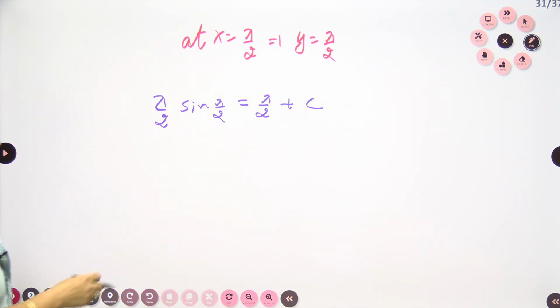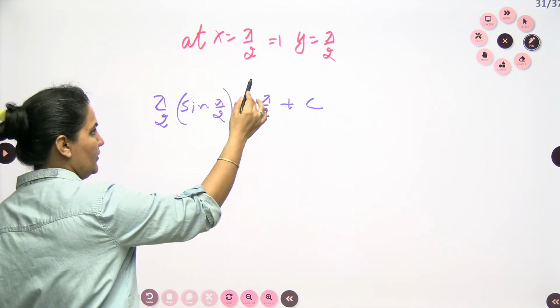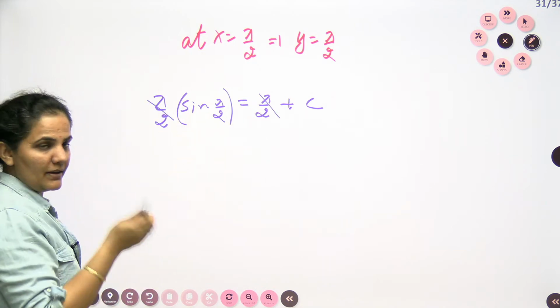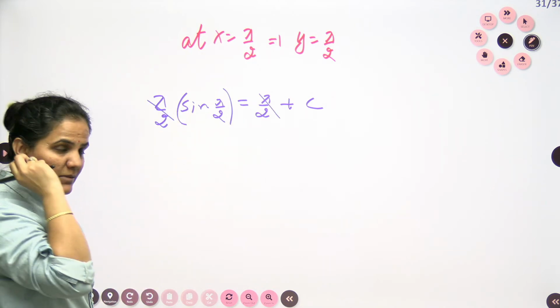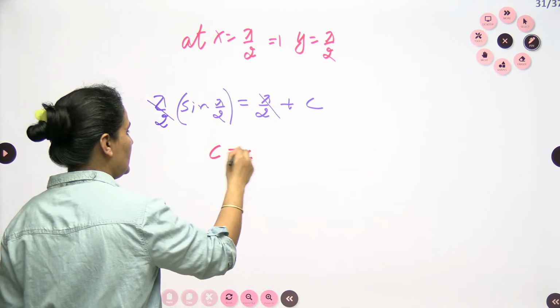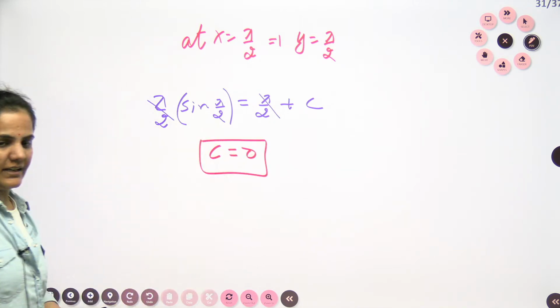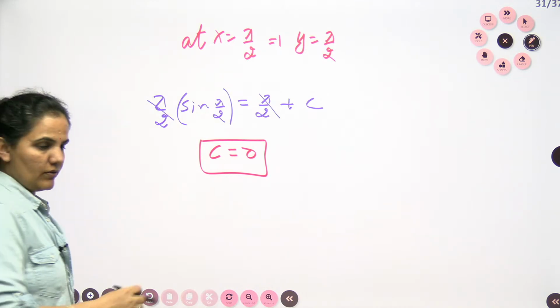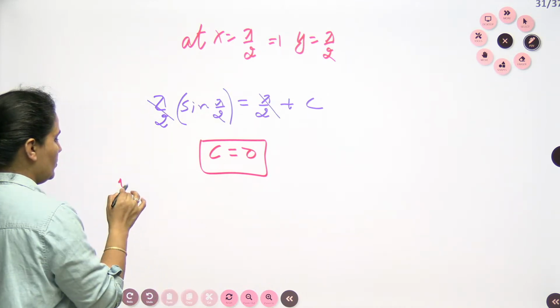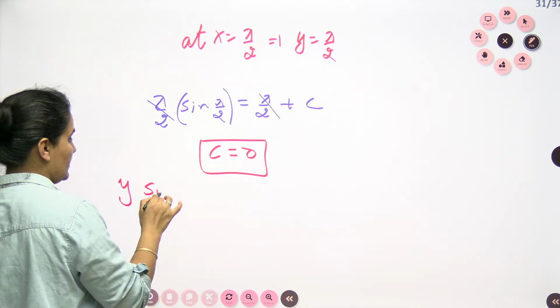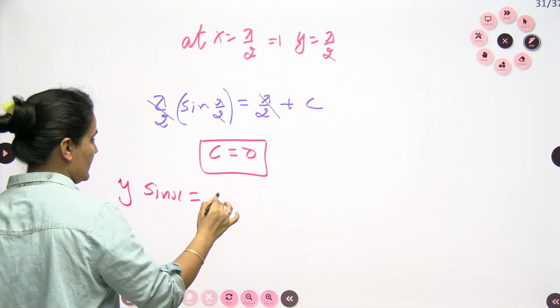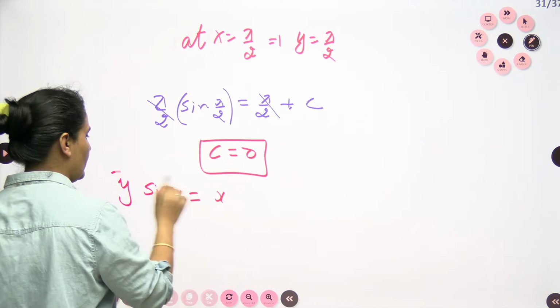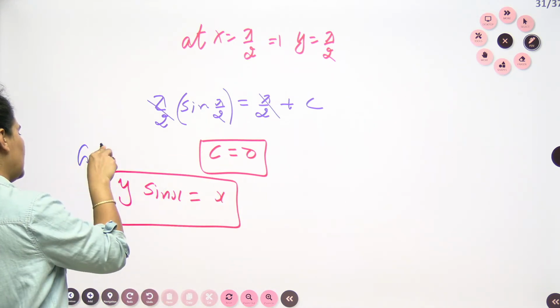Here pi/2 minus pi/2 will cancel out. Pi/2 minus pi/2 is 0. So the value of the constant c will be 0 here. So we can put in the general solution y sin x is equal to x plus 0. So you can write down directly x. So this is the general solution.